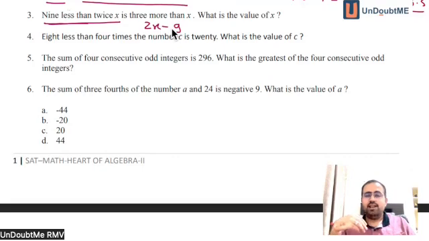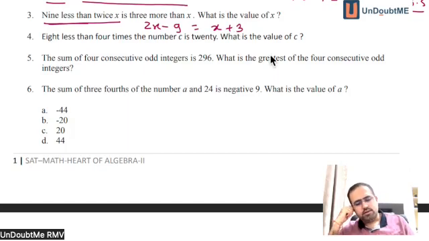Right. Whatever we read in English, the interpretation should be opposite. Always interpret it in the opposite direction, so you will not make mistakes. 9 less than twice x means 2x minus 9 is 3 more than x. 3 more than x means x plus 3. So when you solve, what is the x value you are getting? 12. 12 is correct. Next question.